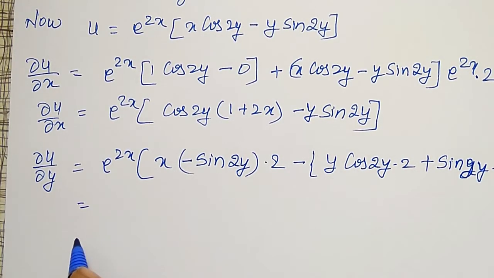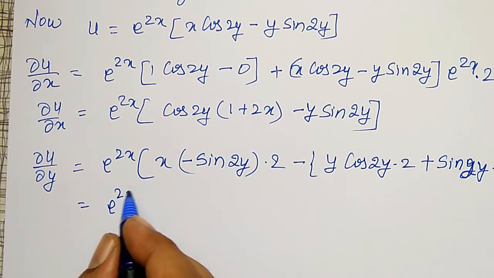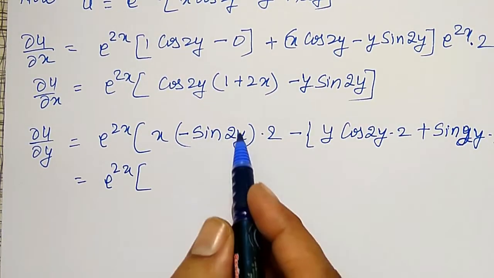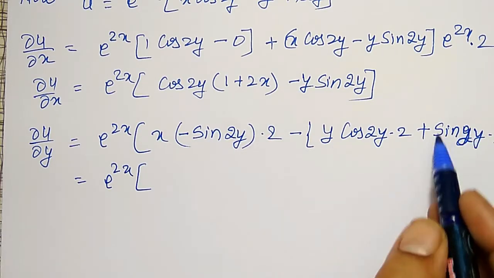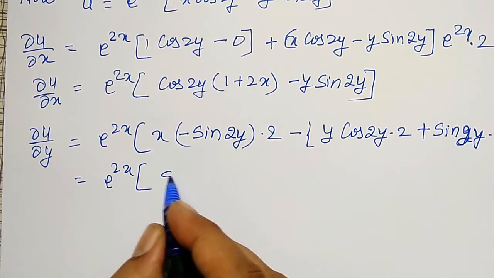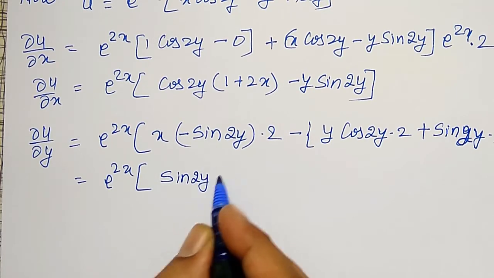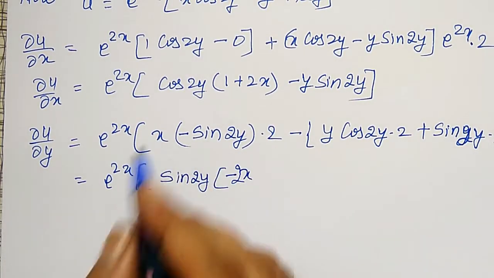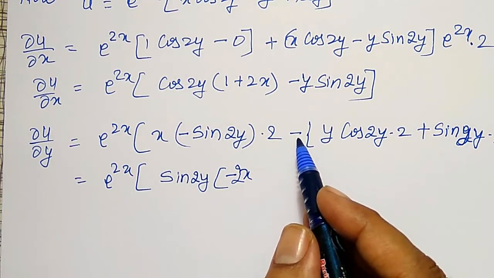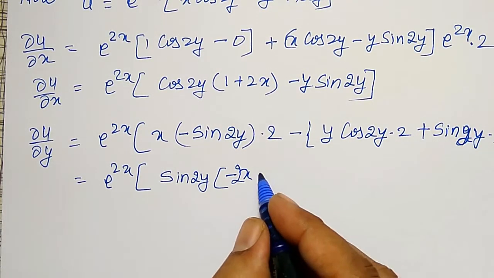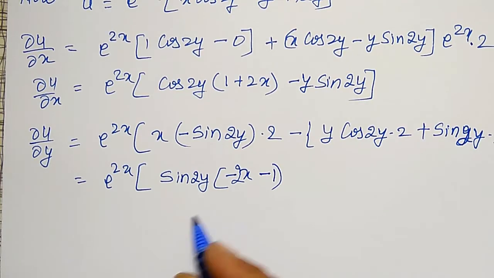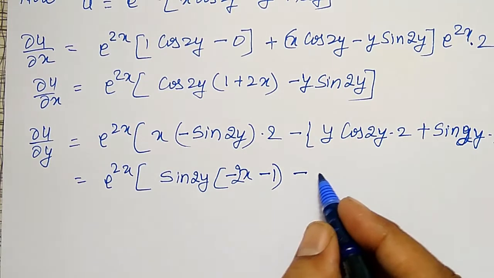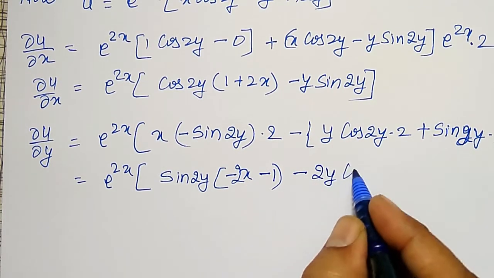This one I will simplify and write as e raised to 2x into the bracket: minus sin 2y, and one more sin 2y is there. From these two, sin 2y I will take common, then it remains with minus 2x, and here minus plus becomes minus 1. Next, minus this from this one, cos 2y is there, only one term, therefore it is minus 2y cos 2y.